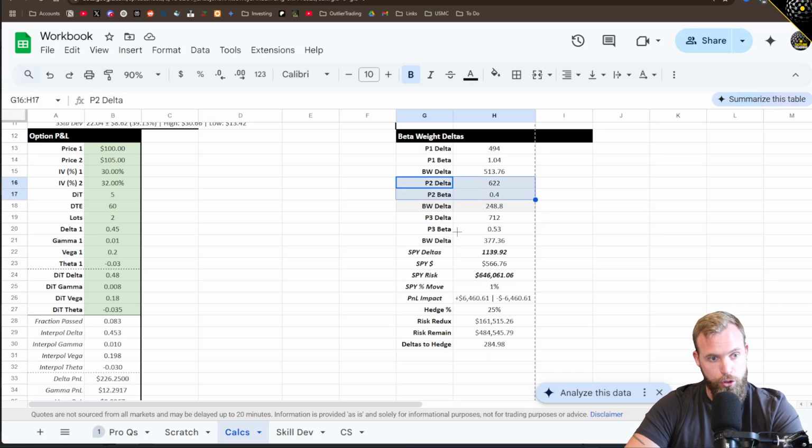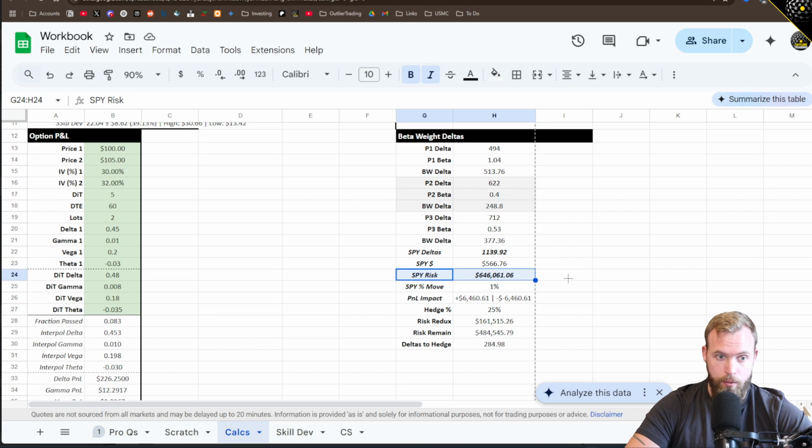We do the same for position 2, for position 3, and then we end up with a total amount of your SPY beta weighted deltas. All we're doing is summing the beta weighted deltas from each individual position. Once you input the current price of SPY, you can calculate the total risk in terms of SPY beta weighted deltas that your portfolio has. So we're saying that this portfolio of different positions represents 1139, call it 1140 SPY deltas, which represents a total risk of $646,000.